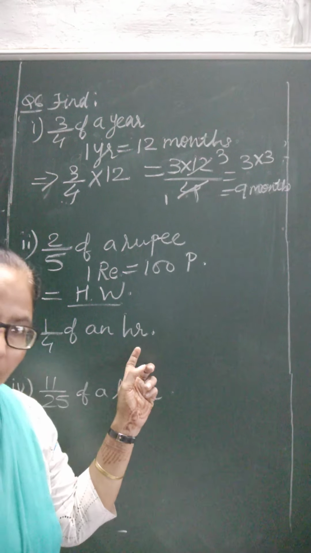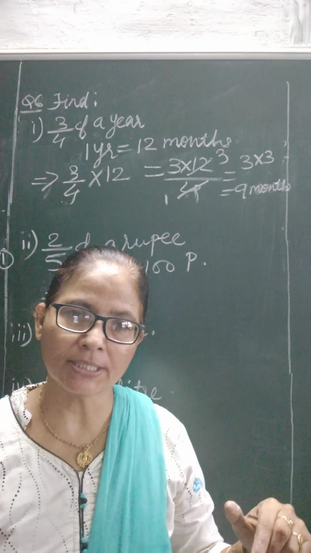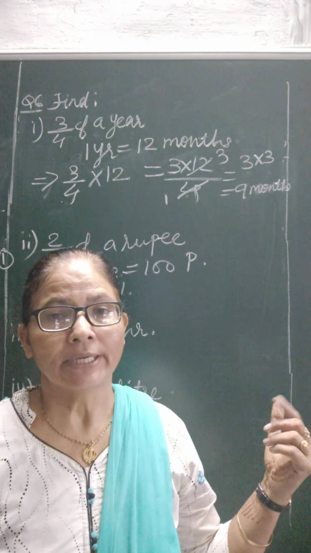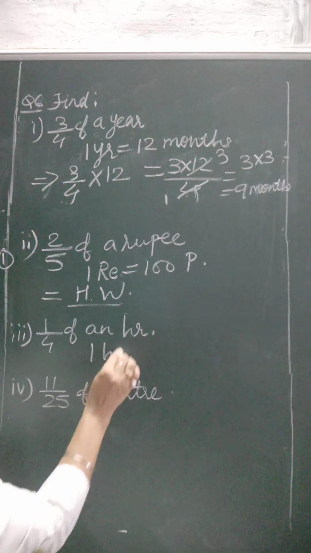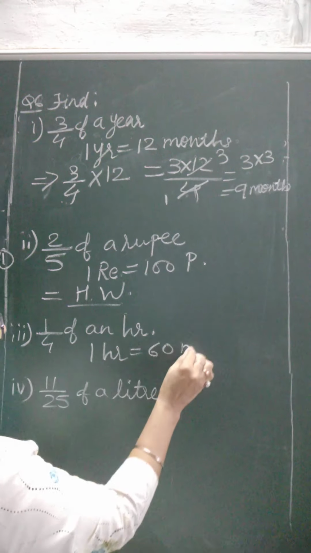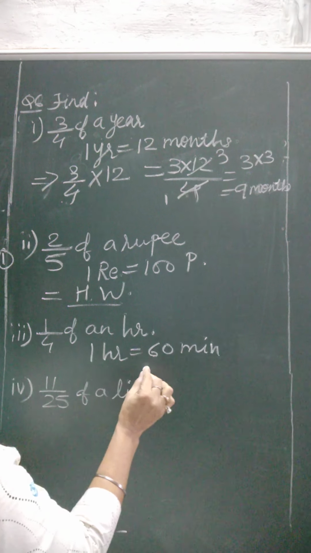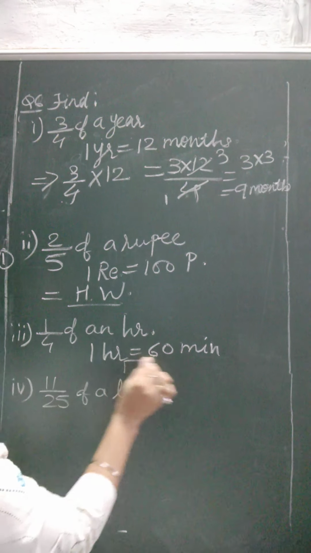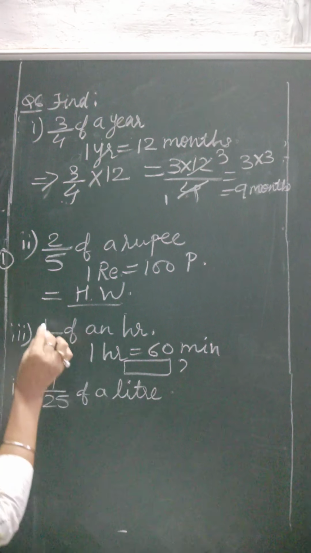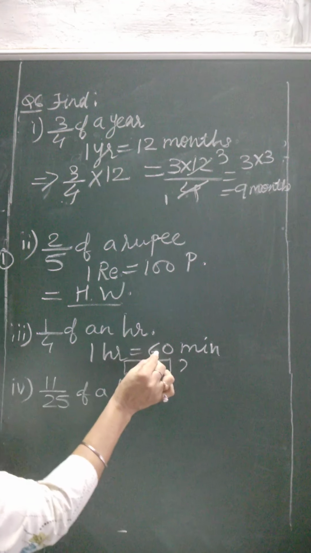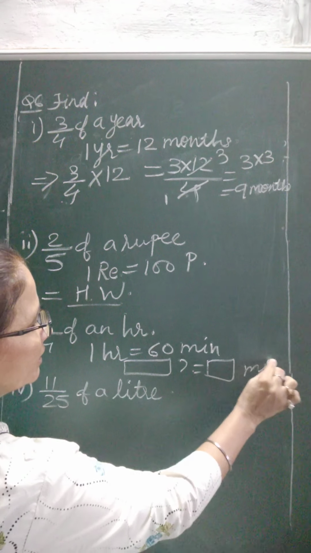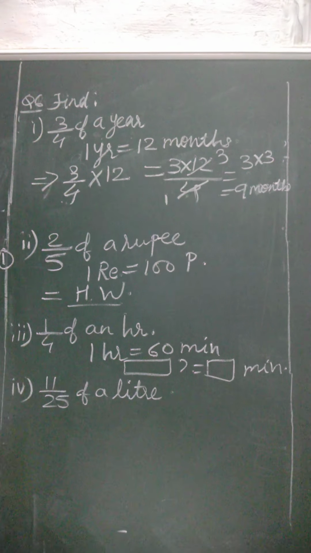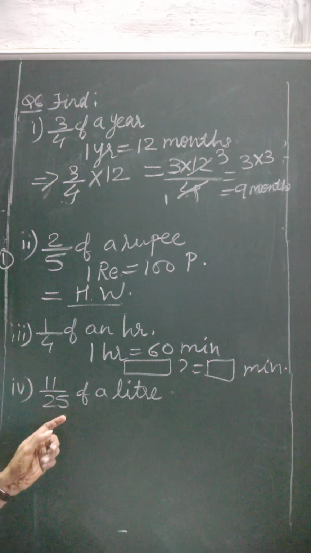Again, now you see 1 by 4 of an hour. Now this hour you will convert into minutes. Everyone knows that 1 hour is equal to 60 minutes. So here you will write 1 hour is equal to 60 minutes, and the rest you have to solve. Find the answer. You will write 1 by 4 into 60, and whatever answer you get will be in minutes.